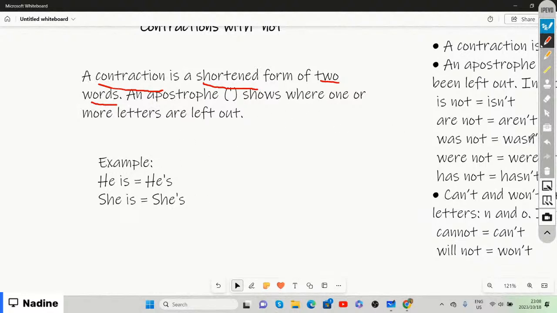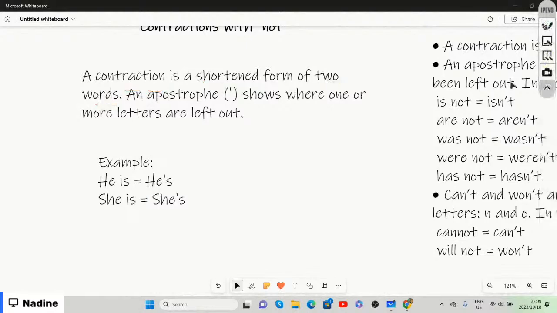For example, he is, right? So instead of constantly saying he is kicking the ball, he is running around, he is going to the shop, we can then say he's kicking the ball, he's running around, he's going to school, right?